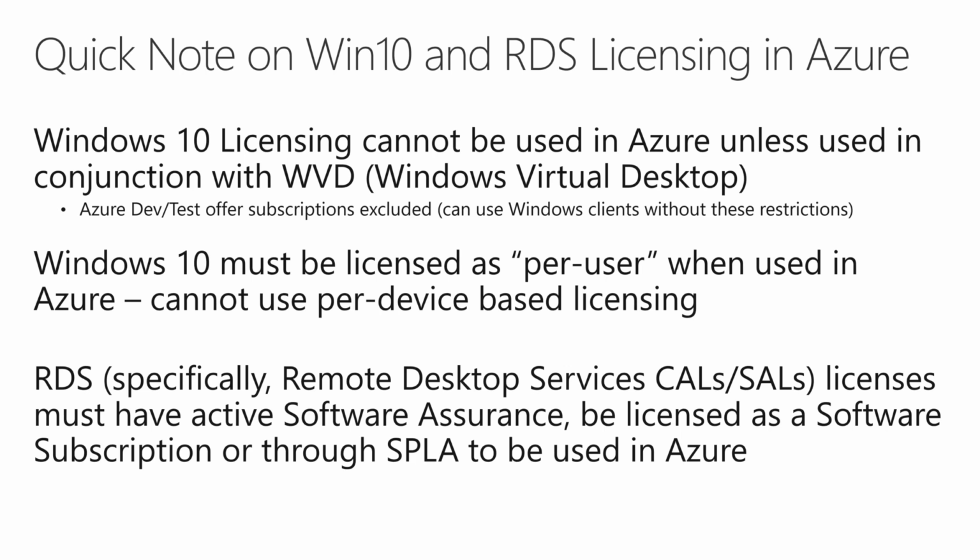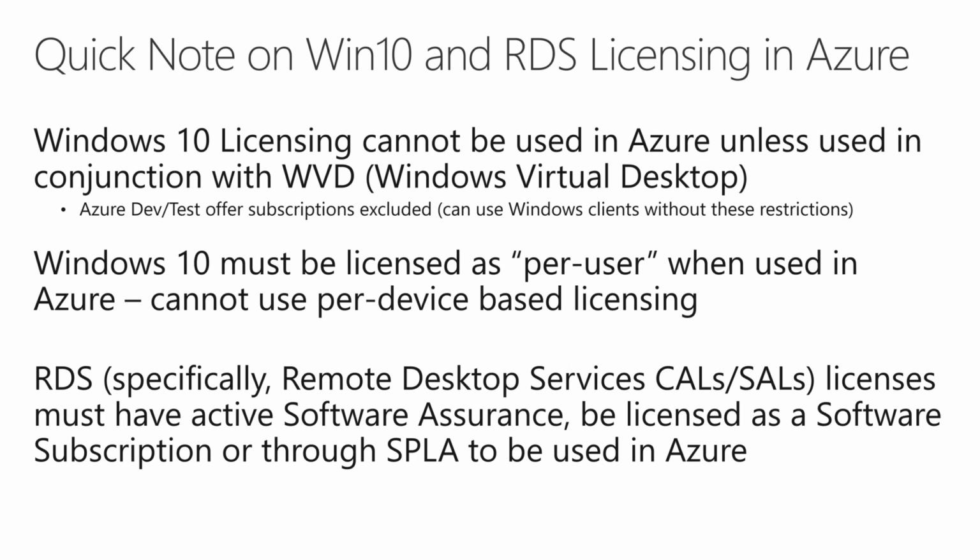So those licenses, in order to use RDS in Azure, beyond those first 2 that are just included in every Windows server, you have to have active software assurance or be licensed as a software subscription. You can get RDS CALs through software subscriptions or through SPLA. And SPLA is usually just for service providers, but that is another option. Those are the only ways that you can basically license it to be used in Azure. All right, so now we got that out of the way.